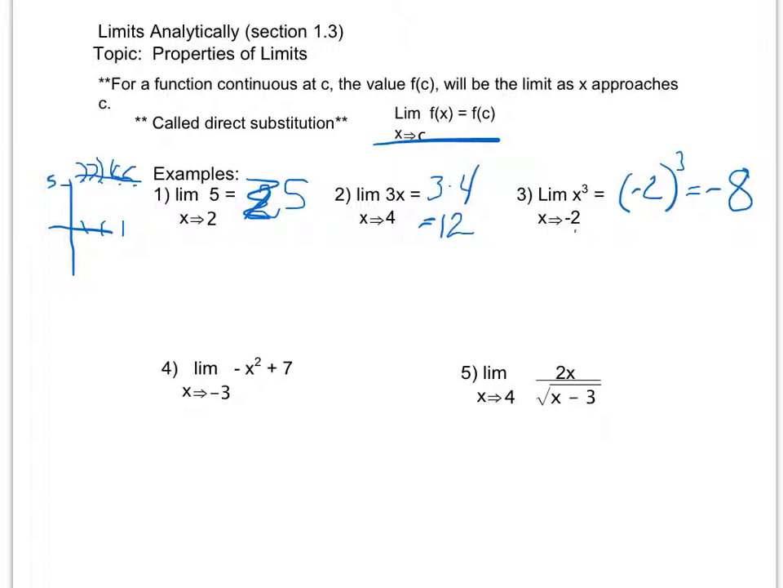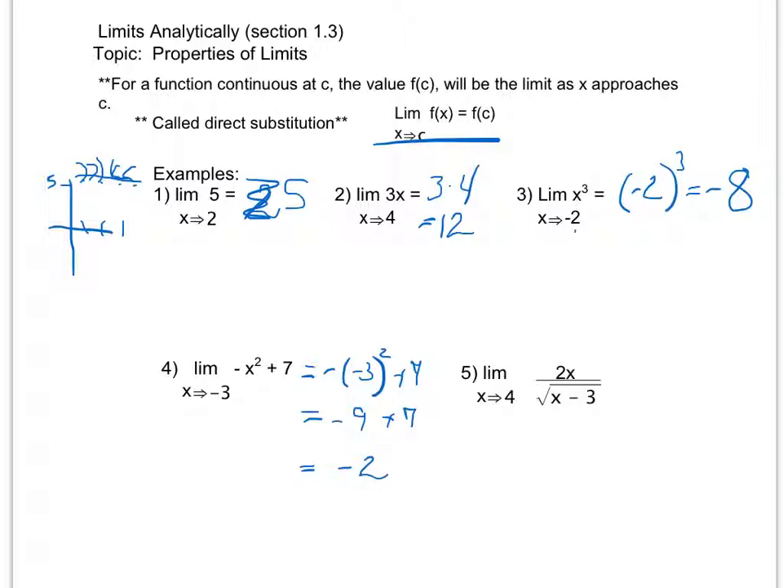Number 4, I have this quadratic function, -x squared plus 7. Again, I know quadratic functions are continuous. Since it's continuous, I'm going to go ahead and use direct substitution. The limit of this function as x approaches -3 is going to be -3 squared plus 7. Well, that gives me -3 squared is 9, so I have -9 plus 7, and I get a limit of -2.